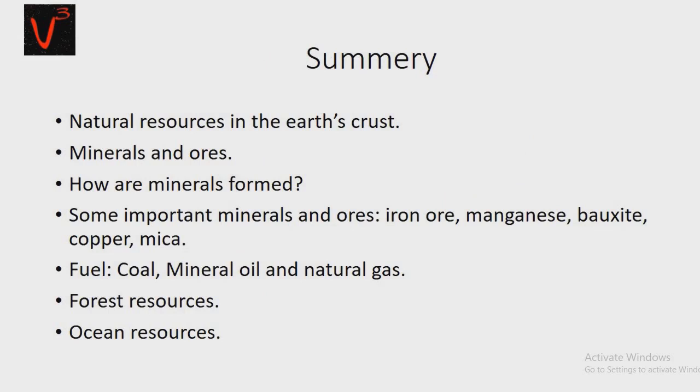Summary: we have seen natural resources in the earth crust. We also saw minerals and their ores. Then we saw how minerals are formed. Then we saw some important minerals and their ores, for example, iron ore, manganese, bauxite, copper, mica. We also saw fuels such as coal, mineral oil, and natural gas. Then we have seen forest resources and ocean resources.